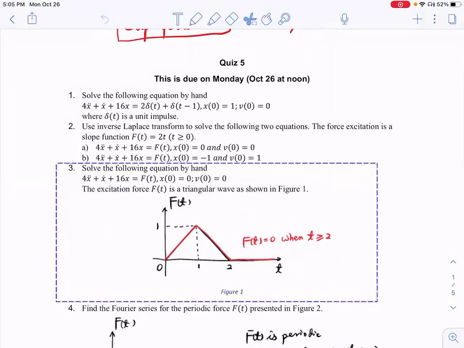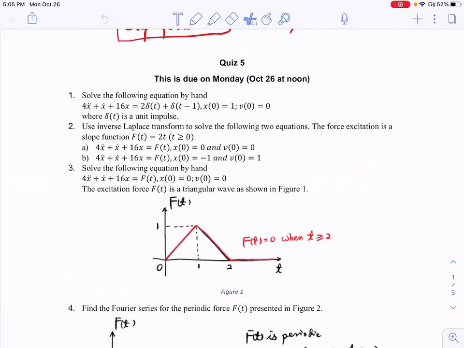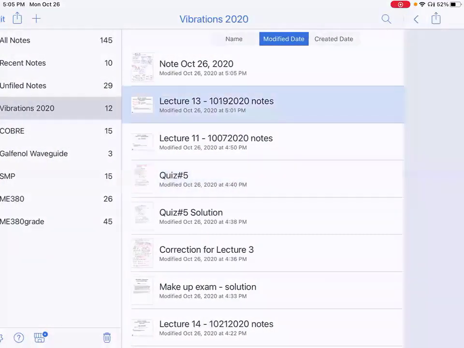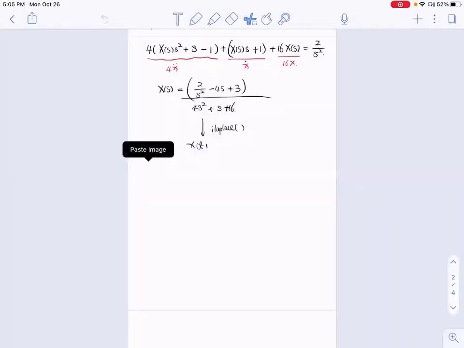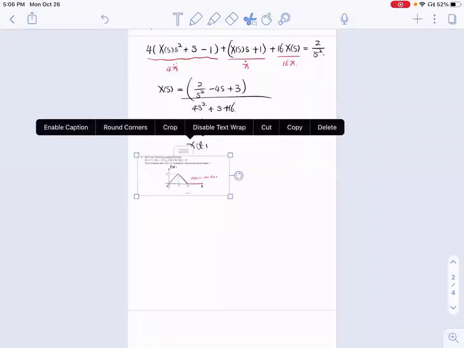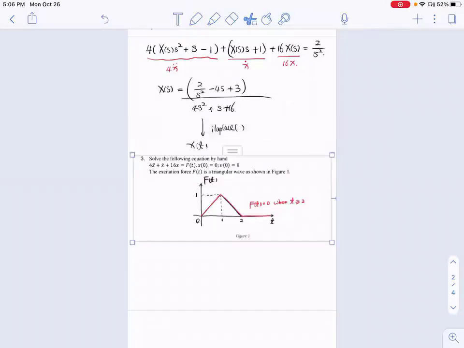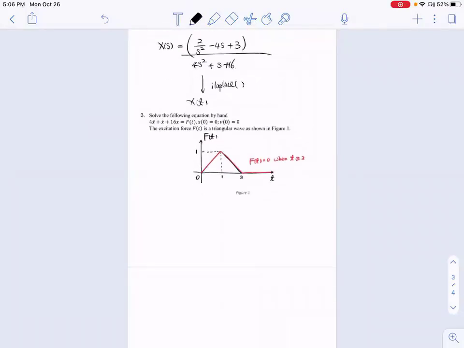So if no questions, I would like to spend some time on Q3. Q3 is a very typical question for exam 3.